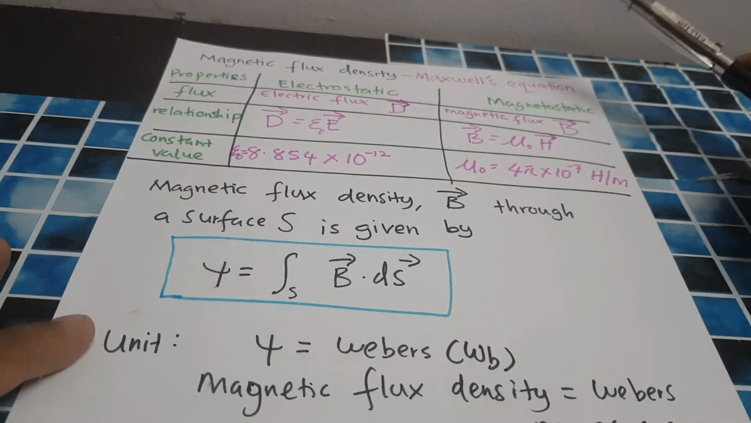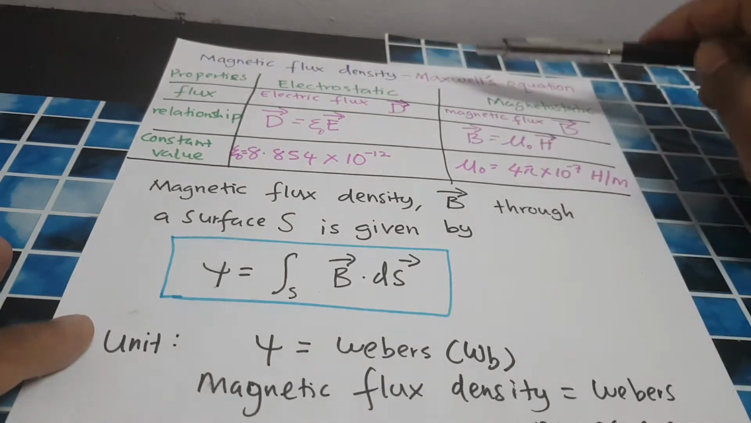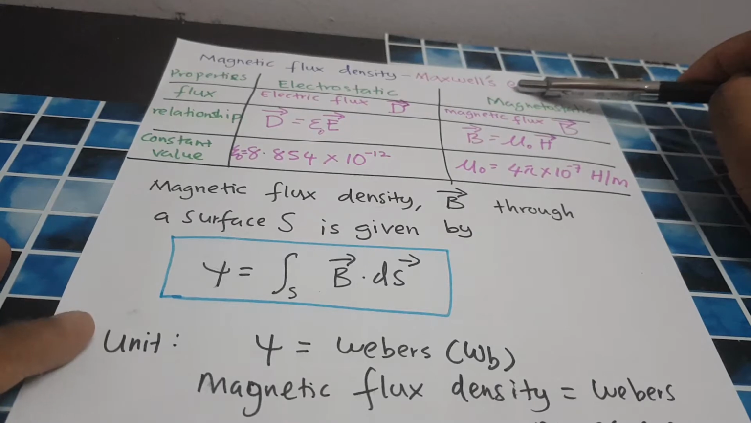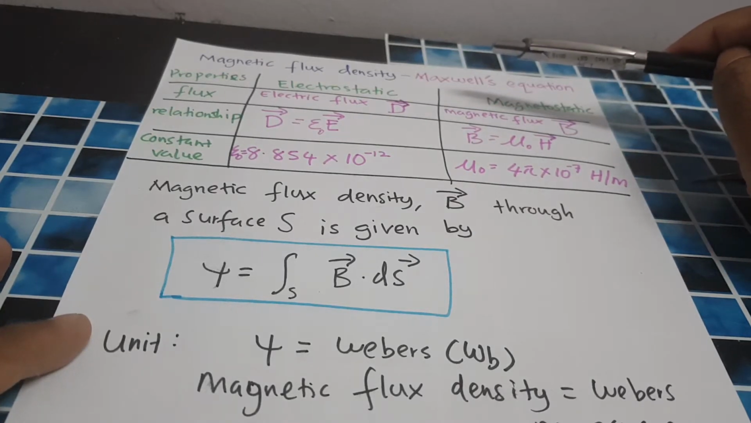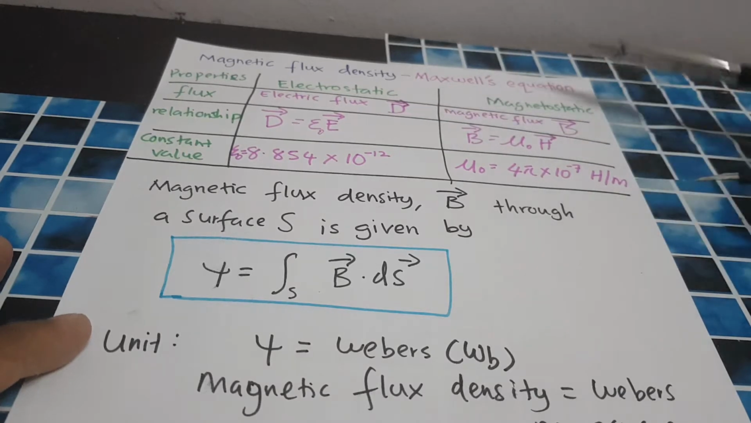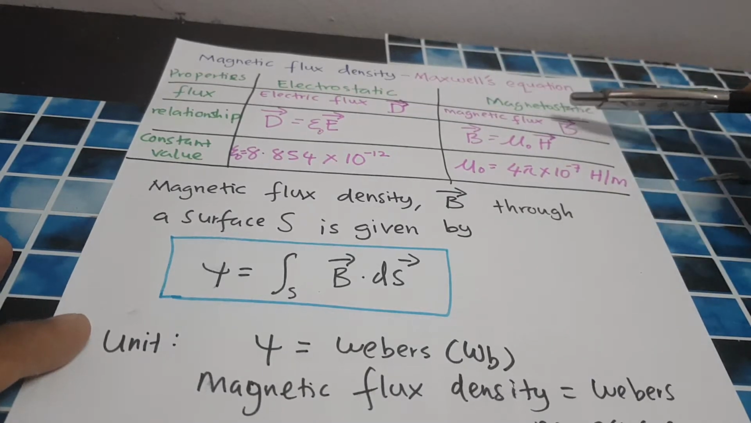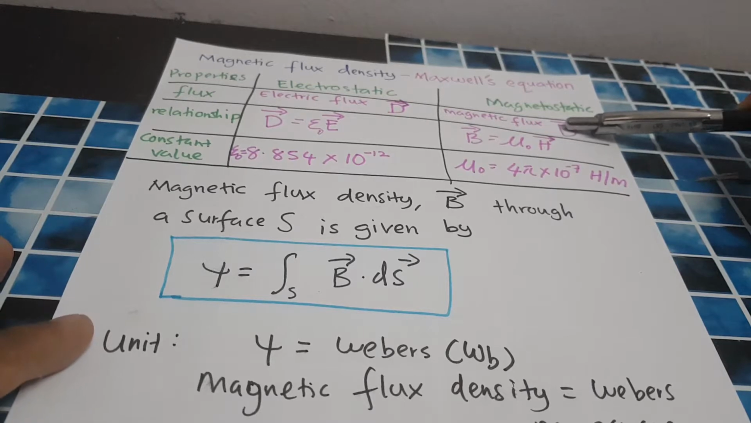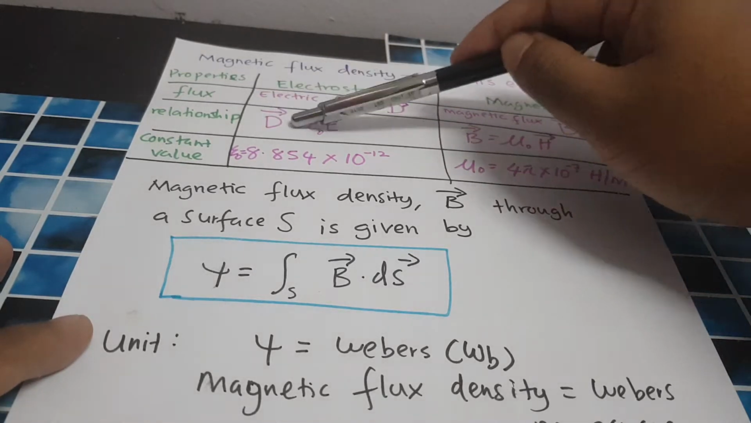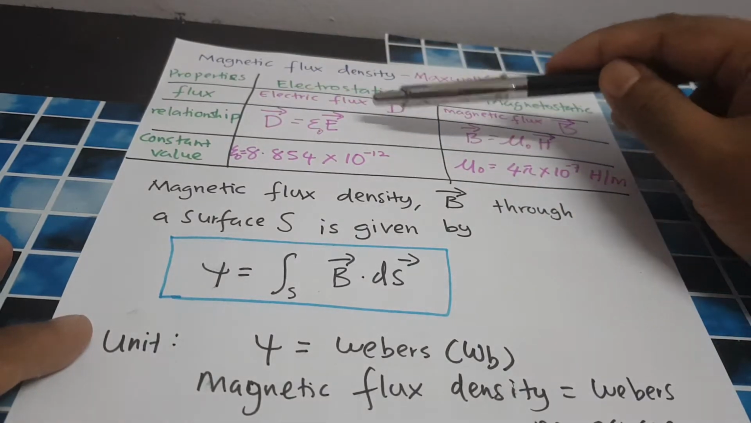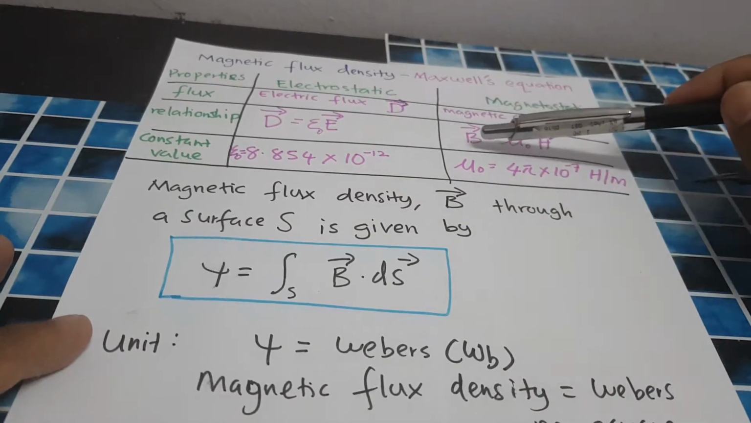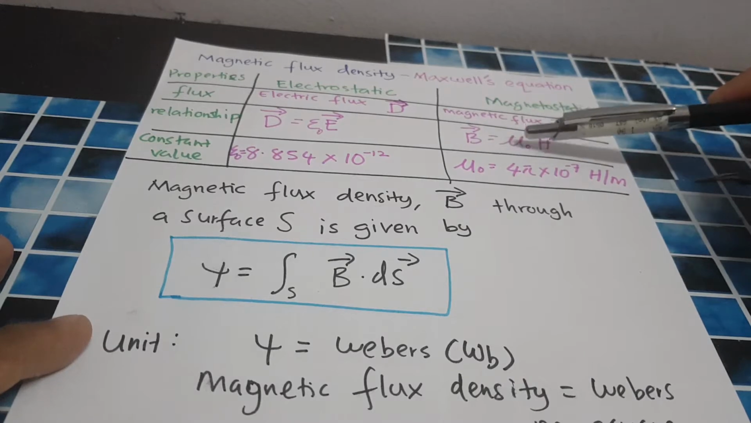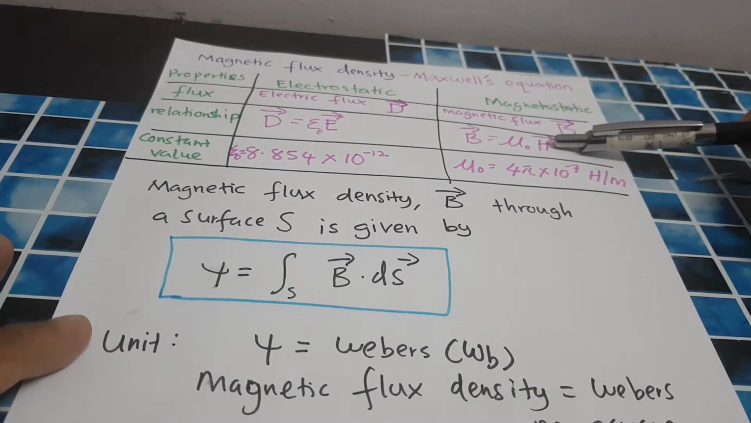Hello everyone, today we learn about the magnetic flux density Maxwell equation. As we learned before, in electrostatics the electric flux density is denoted by D, and today we learn about the magnetic flux density, which is denoted by B. The relationship is: electric flux density equals the permittivity of free space times the electric field intensity. Meanwhile, magnetic flux density equals the permeability of free space times the magnetic field intensity.